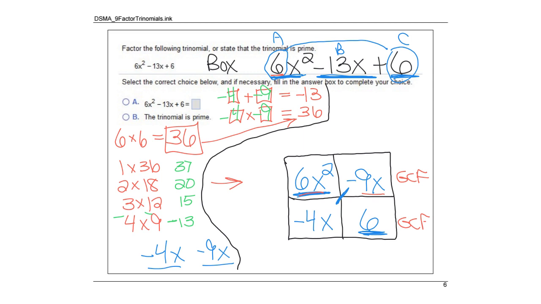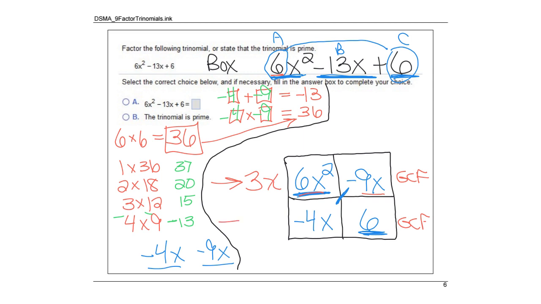Well, 6 and negative 9, the greatest common factor would be 3, right? 3 goes into both of those. I'm not going to grab the negative unless the first term is negative. And then I have x squared and x. Okay, so that means I would get x.